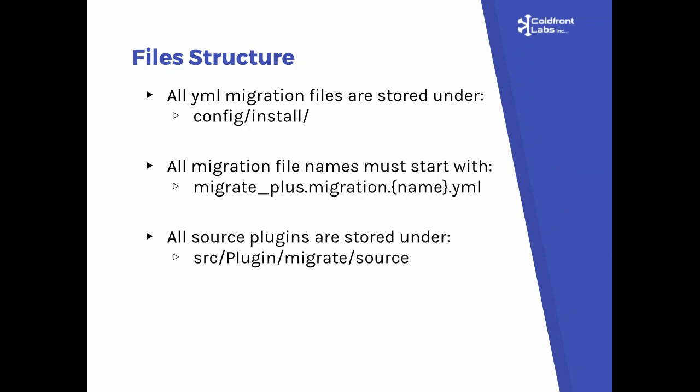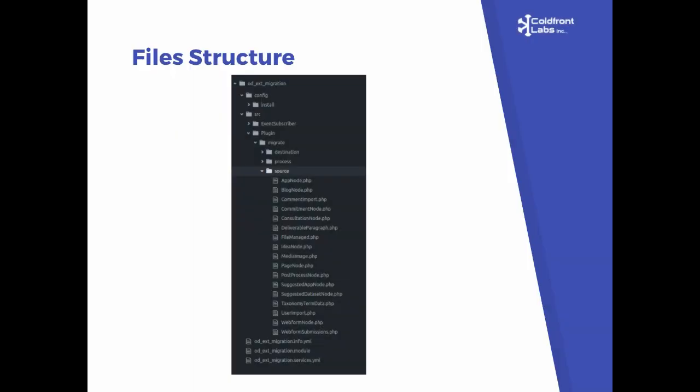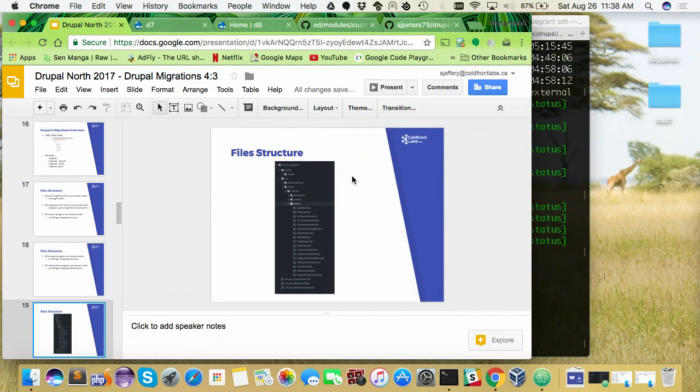Now, the other thing in the migrate module is that all the migrations are very structured. They need to be under a certain directory, they need to be under a certain folder, they need to be called something. So all your migrations are going to be under the config install directory. They're going to be named migrate_plus.migration, and then the name of the migration. If they're not called migrate_plus.migration, then basically Drupal is not going to recognize it. It's just going to be like, it's just next to the YAML file there that doesn't really belong to it. All your source plugins, I'll get into the source plugins a little bit, but they all go in there. Process plugins, destination plugins go in there, but this is basic. It's kind of hard to see. That means it's bigger.